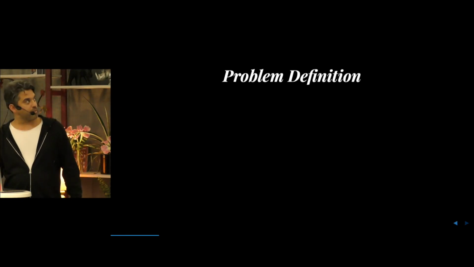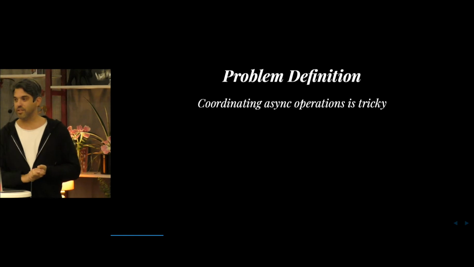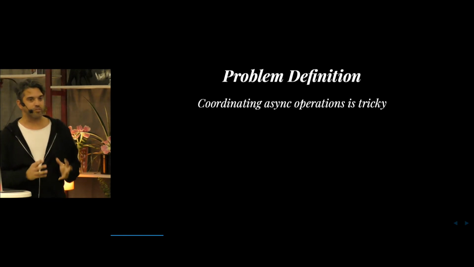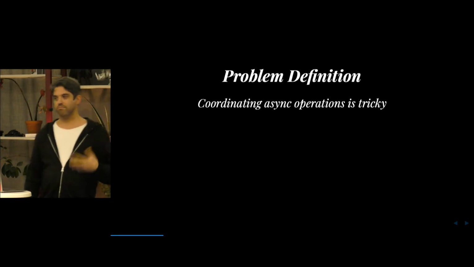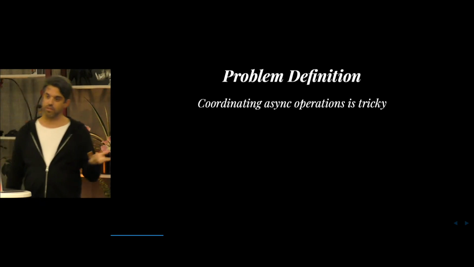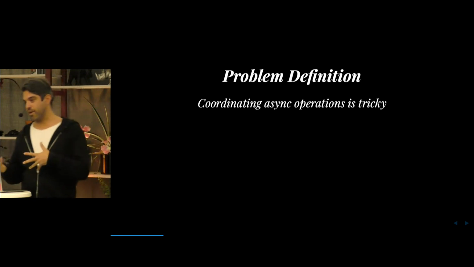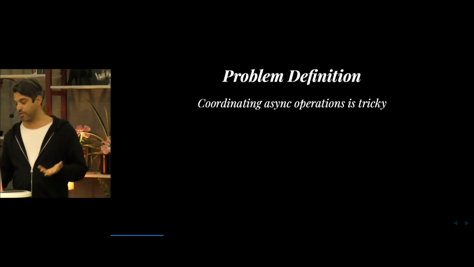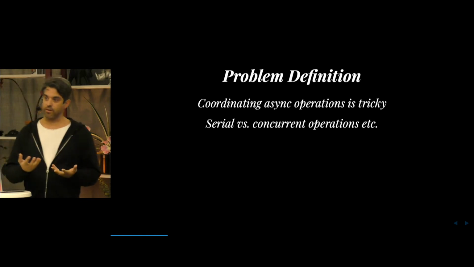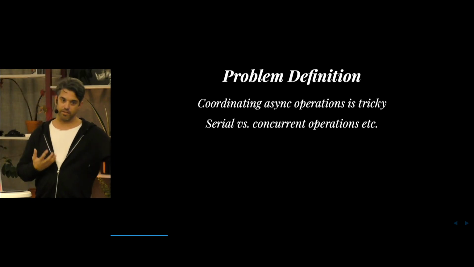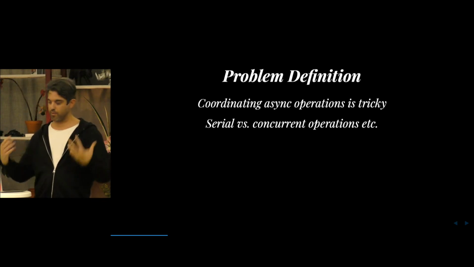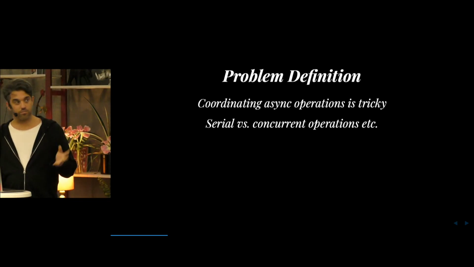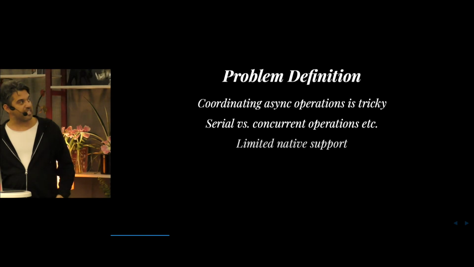So the problem definition. You didn't know this, right? Coordinating asynchronous operations can be tricky. Unless you're just calling an API, waiting for half a second, 2 seconds for a reply, and then operating on that result, it can be pretty tricky. You can have serial operations that you have to run in sequence. You can have concurrent operations that you need to synchronize when they return values. So it can become nasty.